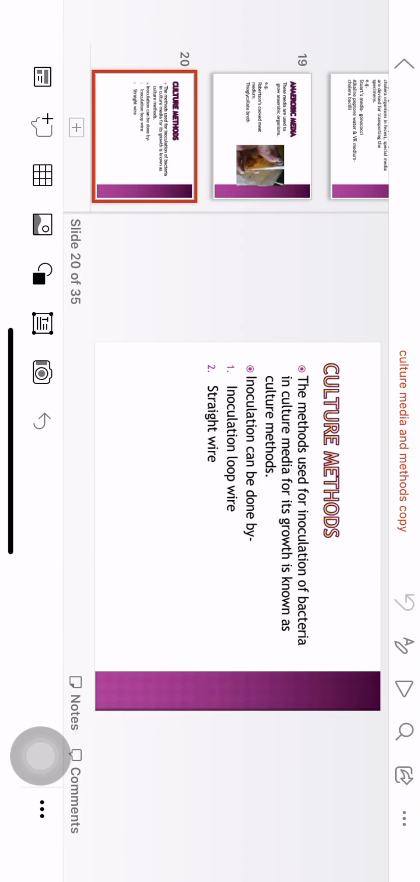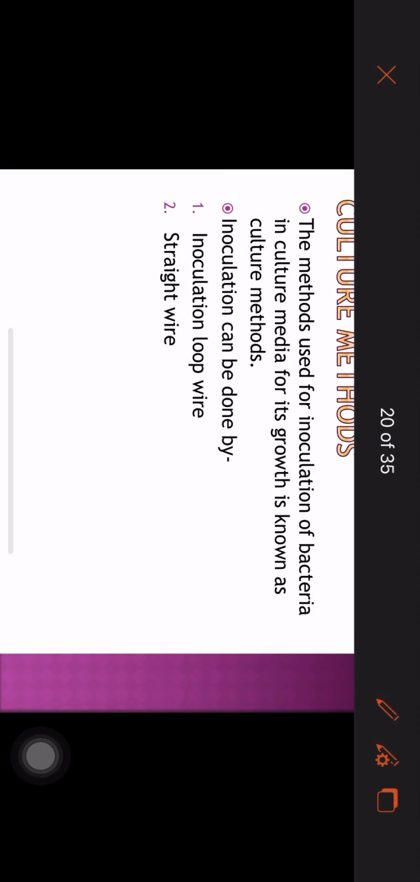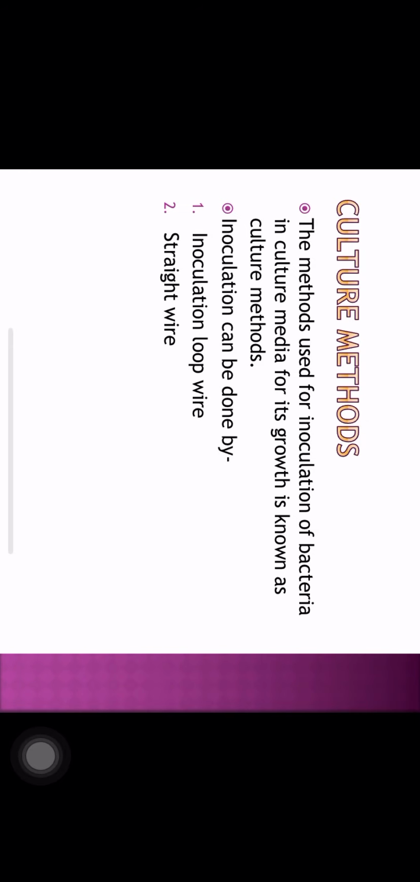Hello friends. In this session we will discuss culture methods. Culture methods means different ways of cultivating bacteria. Bacteria can be grown on petri dishes and in liquid media also, and after growing them we can do various kinds of tests on them. Biochemical tests can be performed on the bacteria, and on the basis of all these tests and investigations, we can come to a conclusion that the isolated organism is this particular organism.